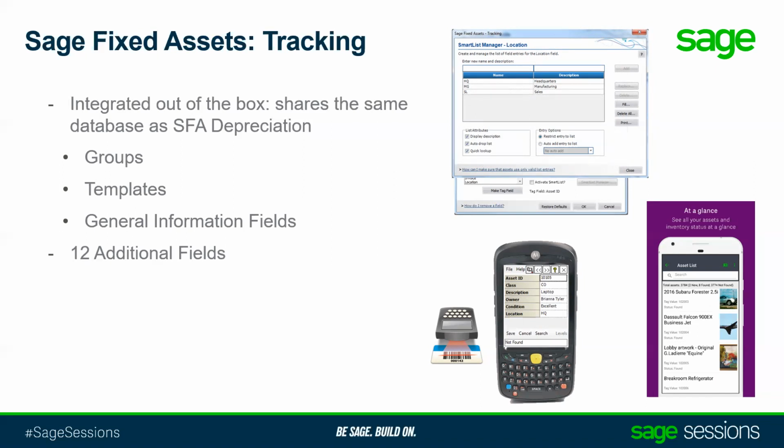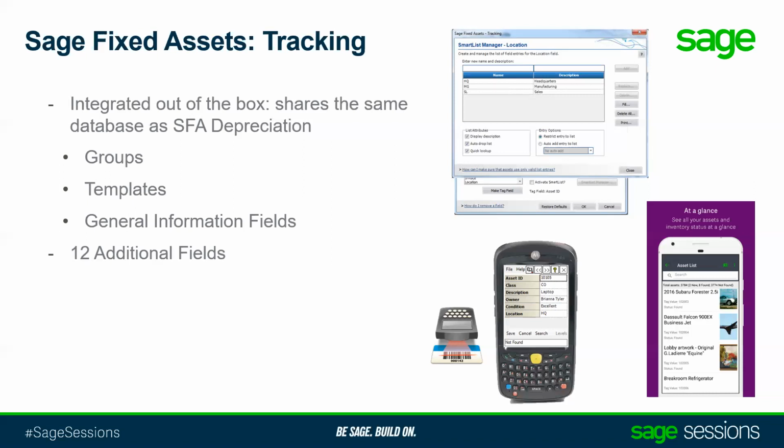So any groups you created, for example, if you have multiple locations and you created groups in the depreciation module to isolate assets at particular locations, all of those groups will translate over into the tracking module, and you can actually generate inventory lists based on those groups, for example, and have different people doing inventories at different sites.